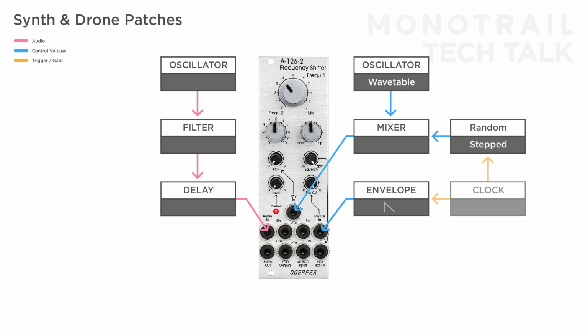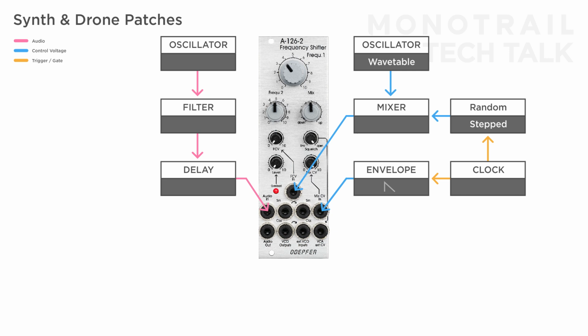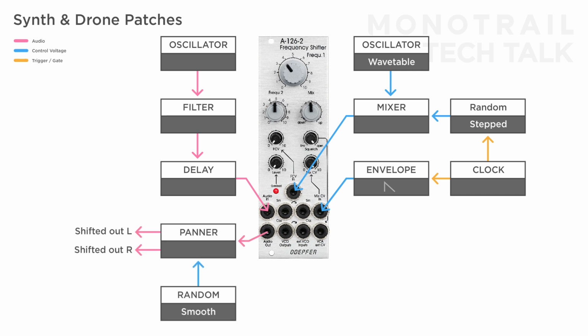And finally, use a simple clock to trigger both the envelope and set a new value for the stepped random voltage. In this case, just listen to the frequency shifted output through a panner. And again, modulate the panner with something like an LFO.